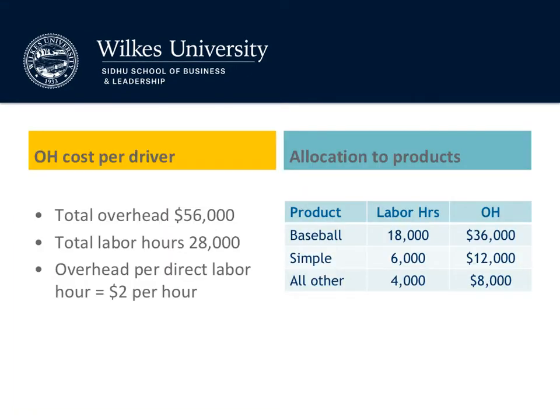First, we determine the overhead per driver. If the overhead is $56,000 and there are 28,000 direct labor hours, simple division gives us $2 of overhead for every direct labor hour. Next, we assign the cost to the products. If there are 18,000 direct labor hours used to make the baseball soap, then baseball has an overhead allocation of $36,000. Likewise, the simple soap has $12,000 of overhead assigned, and all of the other soap's allocations total $8,000.